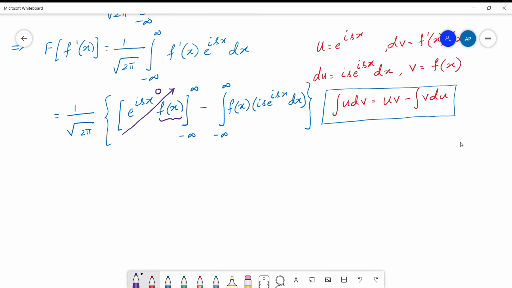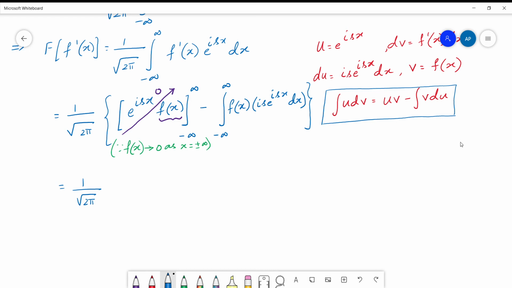The reason here, what is the reason? The reason is since f of x tends to 0 as x tends to plus or minus infinity. Lower limit is minus infinity, upper limit is plus infinity. So finally, what are we getting here? 1 by root 2 pi. That's what we get here.